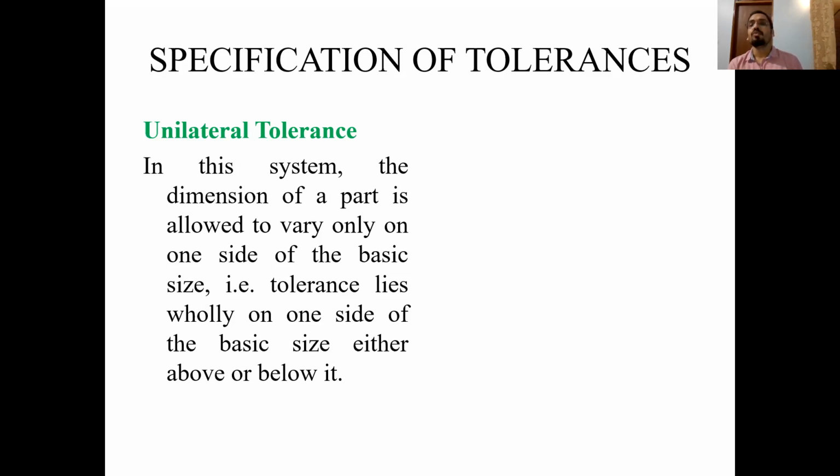Now there are two types of tolerances. The first one is the unilateral tolerance and the second one is the bilateral tolerance. Unilateral, as the name indicates: uni means only one. So unilateral tolerance is the tolerance in only one direction, either in the positive direction or in the negative direction. According to this system, the dimension of a part is allowed to vary only in one direction of the basic size. That is, the tolerance lies wholly on one side of the basic size, either above or below, either on the negative side or on the positive side.